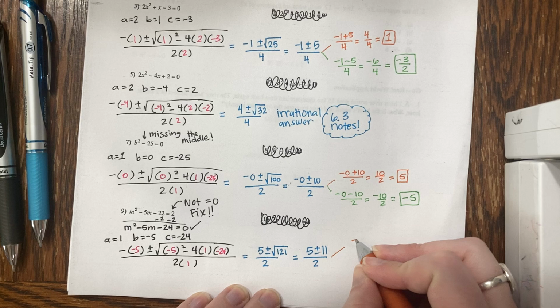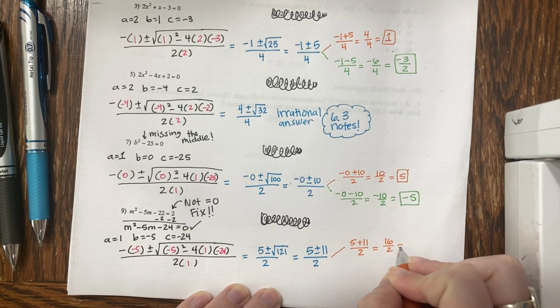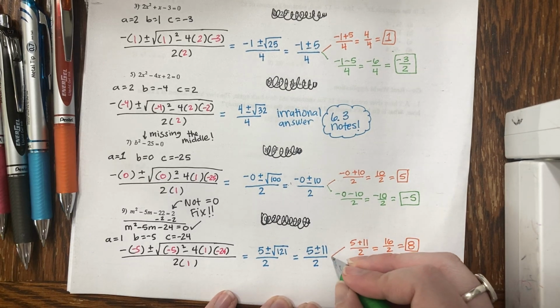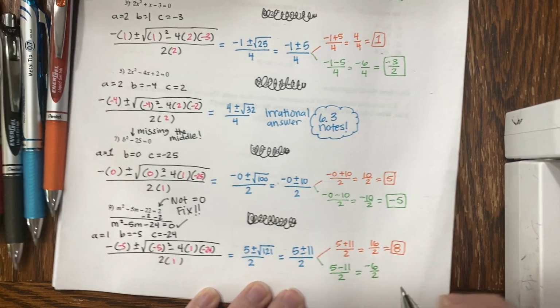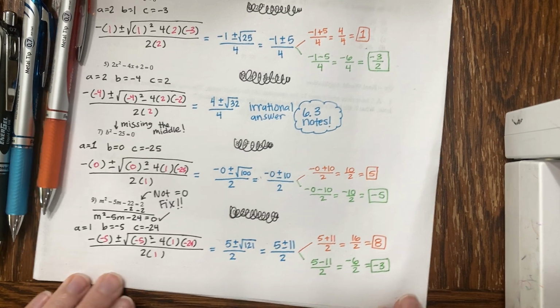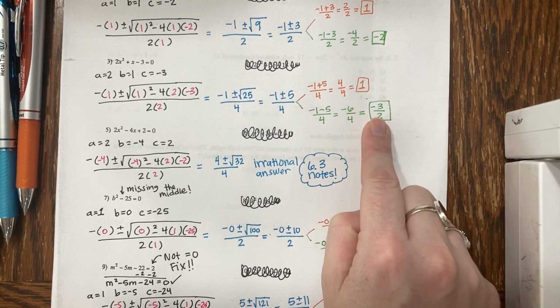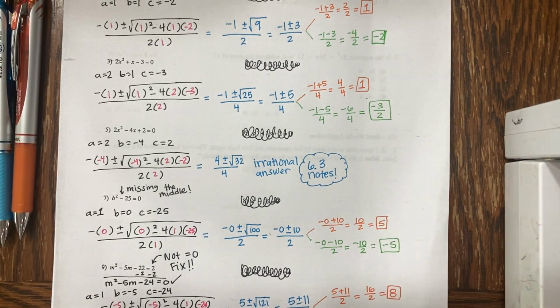Separate answers. 5 plus 11 would be 16 over 2, that's an 8. Then I would have 5 minus 11 over 2, 11, 10, 9, 8, 7, 6. That'd be a negative 6 over 2. That makes a negative 3. Okay, once again, on your assignment, if you get a fraction and a fraction, that is fine. It's okay to get fractions. Just leave them as a fraction. Don't do them as a mixed fraction.